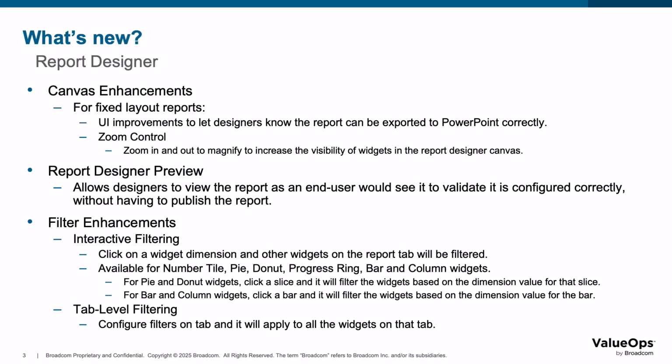We also made enhancements to our filter area. We added interactive filtering, which allows end users to click on a dimension. This dimension could be a slice in a pie or donut or a bar in a bar column widget, and it will filter the other widgets on the tab based on the dimension you clicked on the source widget. This is available on number tile, pie, donut, progress ring, bar, and column widgets. We also added filtering at a tab level, and we'll show you that shortly in the demonstration.